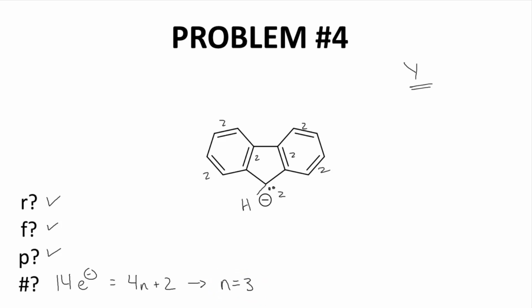So yes, it's aromatic, and it's aromatic as a system with 14 electrons. This structure has a special name. It's an anion, and yes, anions and cations can also be aromatic. And this is called a fluorenyl anion. And it is a special aromatic anion that you encounter with some frequency in organic chemistry.